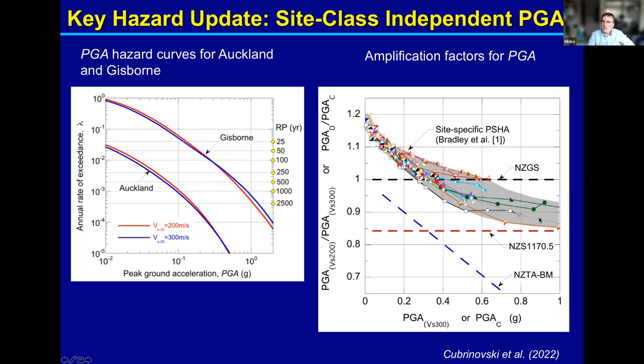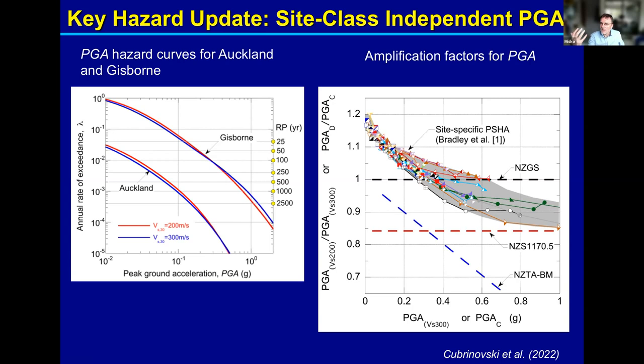This is a little bit more complex plot. Now, what we are plotting here is on the horizontal axis is the PGA for VS 300 meters per second, and on the vertical axis is the ratio PGA 200 meters per second to PGA 300 meters per second. So ratio of the red to blue line, if you like, is plotted for different levels of intensities. And now what we are seeing here, there are 24 lines with different symbols. So that is the data for all 24 site-specific studies.